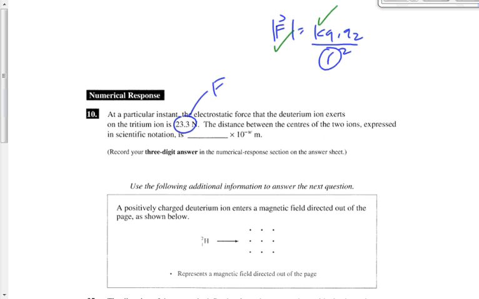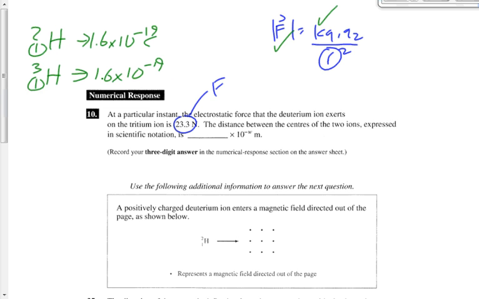Deuterium is 2,1H. Tritium is 3,1H. They both have one proton. They're nuclei. They have no electrons. The charge of this one is 1.6 times 10 to the minus 19. And the charge of this one is 1.6 times 10 to the minus 19. The number of neutrons is irrelevant there, right? The only thing that matters is the number of protons. So now we got the charge of this and the charge of this, both 1.6, because we're looking at hydrogen nuclei, whatever the isotope is.